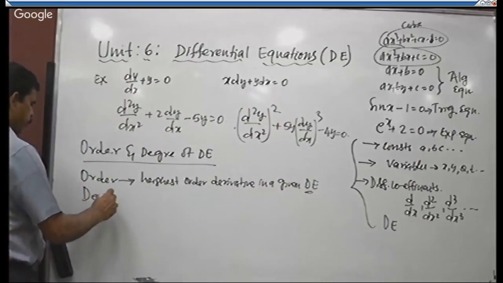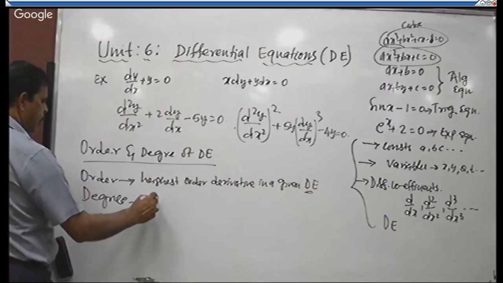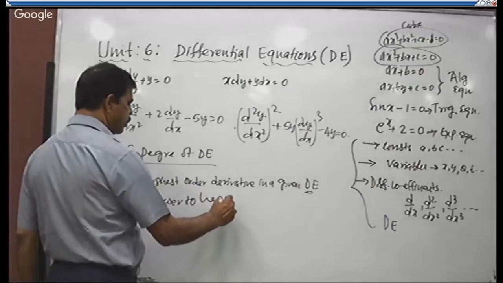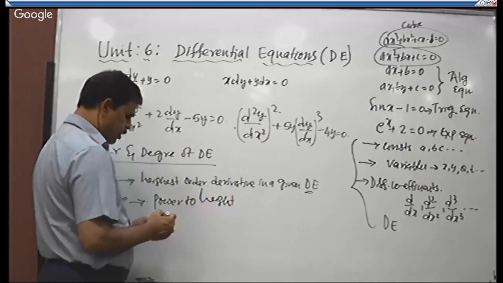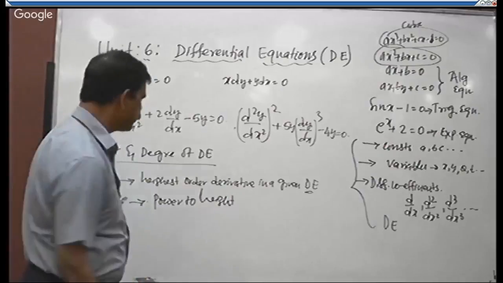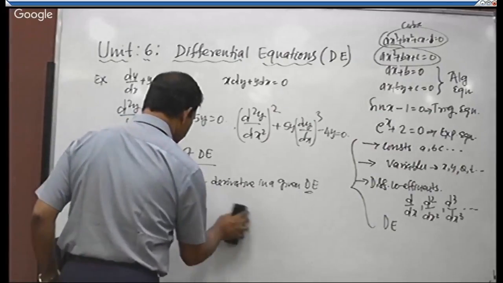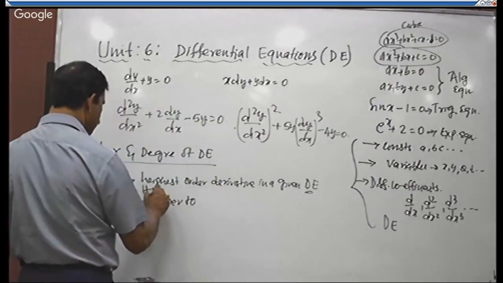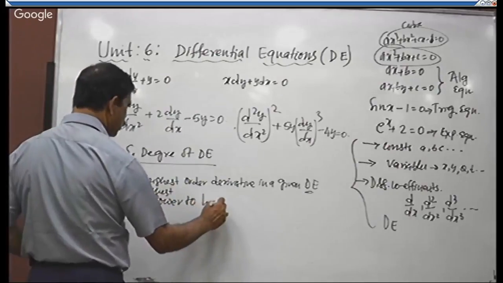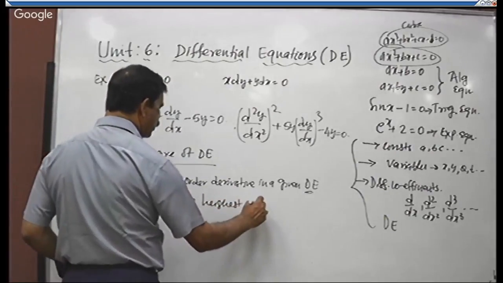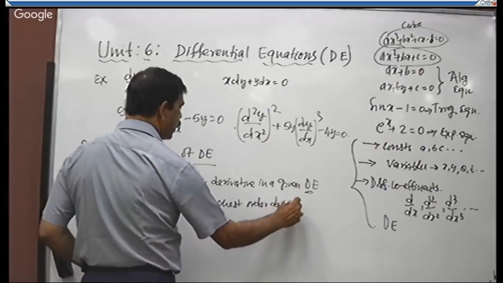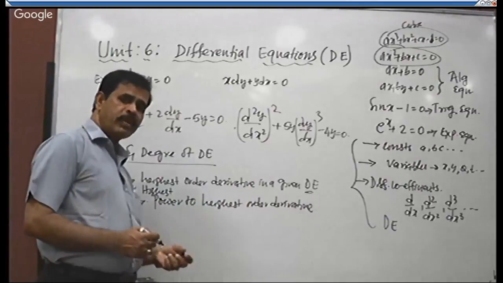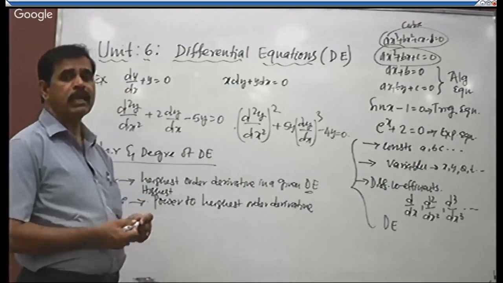Then degree means power to the highest order derivative, or we can say the highest power to the highest order derivative. Degree means what? Highest power to the highest order derivative, in which the equation should be free from radical power as well as fractional power.